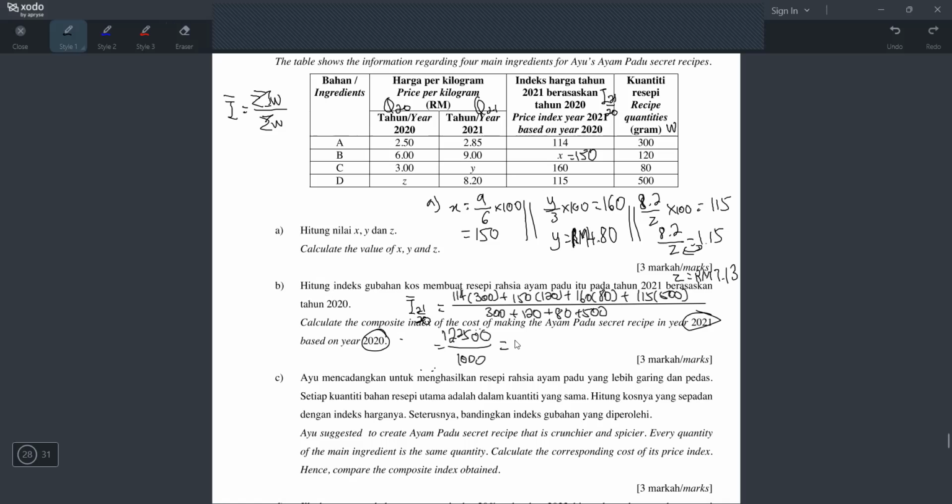So what happens when you divide by 1000? 122.5. So yeah, this is the I dash. And you don't have to write a unit because this is an index.